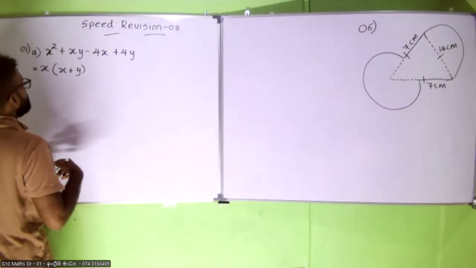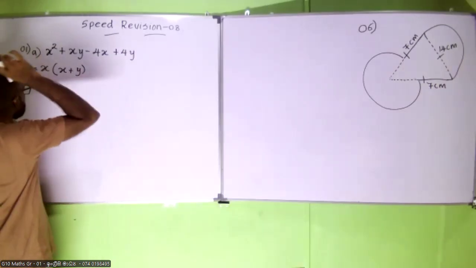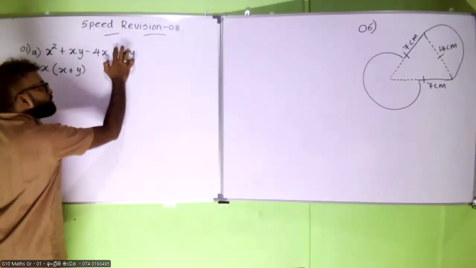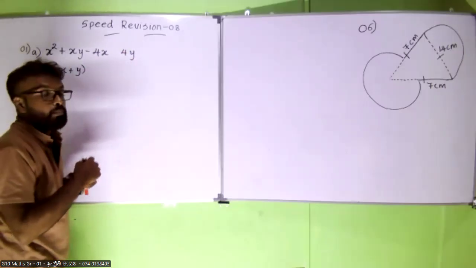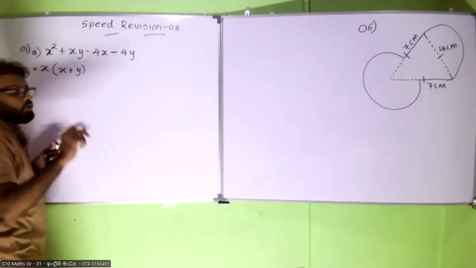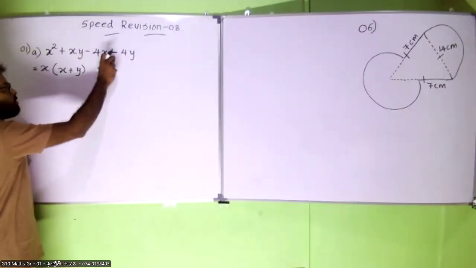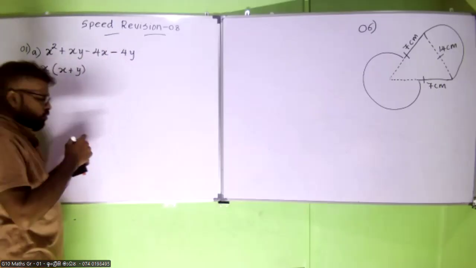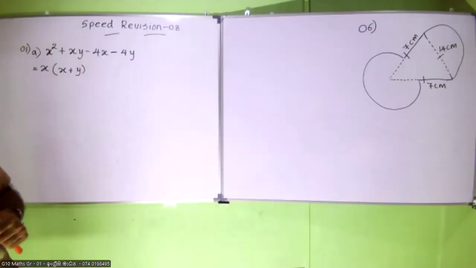Did I do something wrong? Sorry, unfortunately I have typed plus here. It should be minus. Sorry about that. So here you have minus 4x and minus 4y.